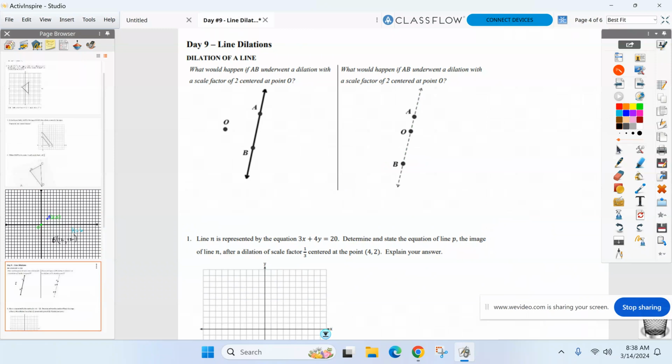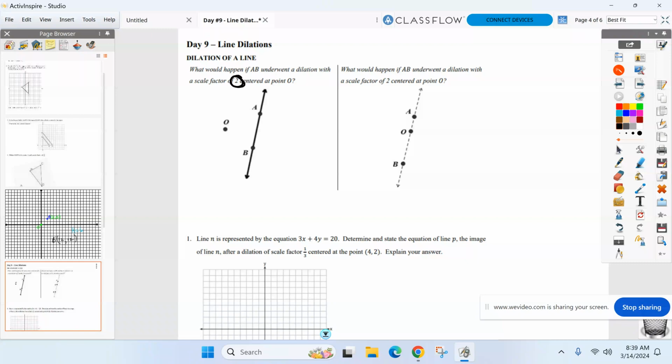or smaller? First one up here, first scenario. Here's my center O. I want to dilate line AB with the scale factor of 2. Again, this line is not going to get bigger. Everyone understands that, right? Figures can get bigger, but lines can't because they go on forever. But what's going to happen to point A? What's going to happen to that point? Based on everything we've talked about with dilations the last 2 days, scale factor of 2, what's going to happen to point A?